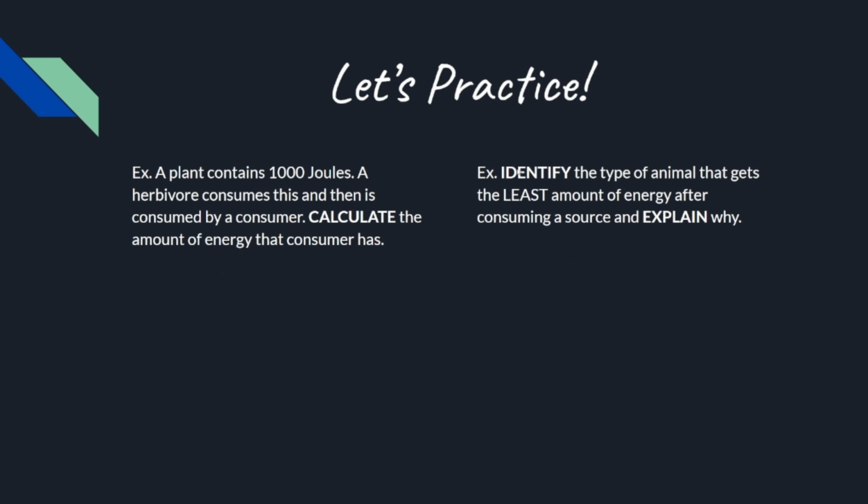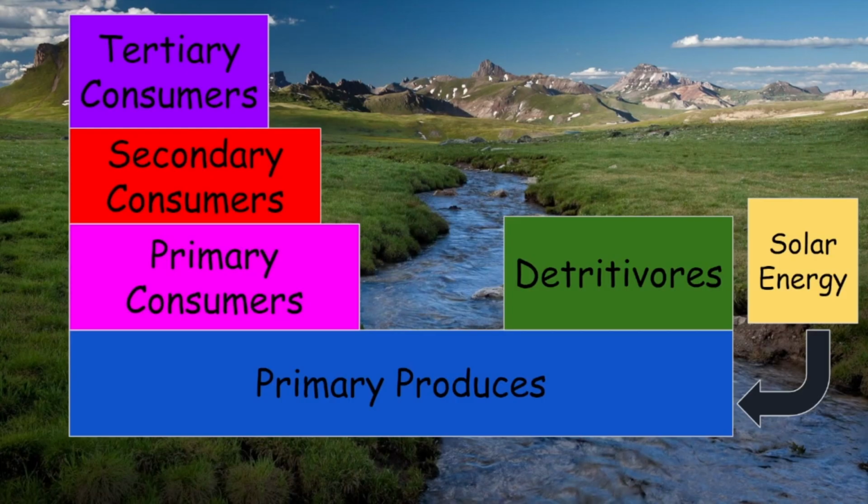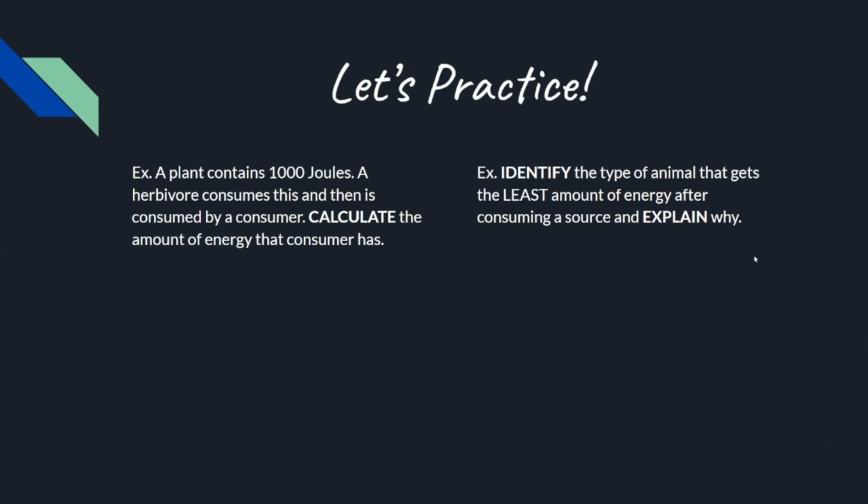Next example FRQ question wants us to identify the type of animal that gets the least amount of energy after consuming a source and explain why. So this is a tertiary consumer because it is at the top of the pyramid that we saw earlier. And that's it.